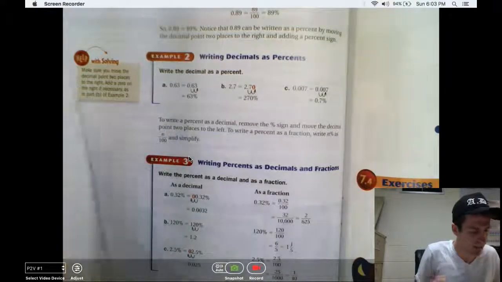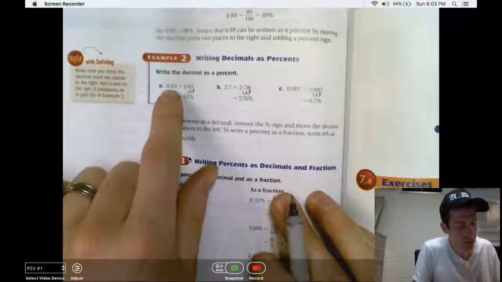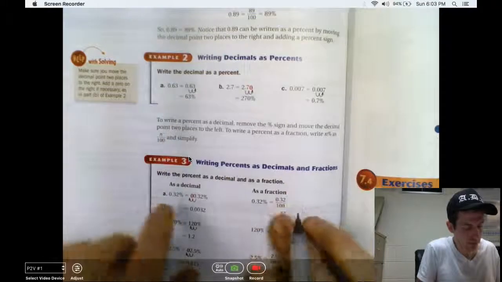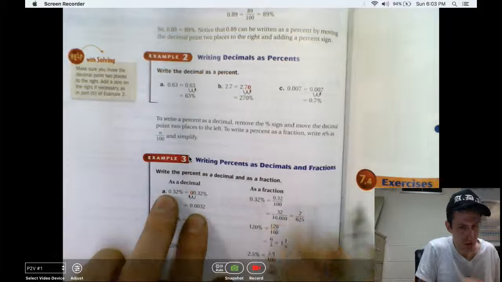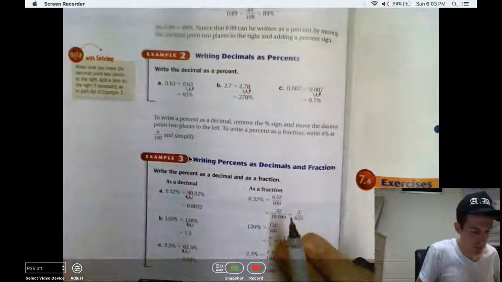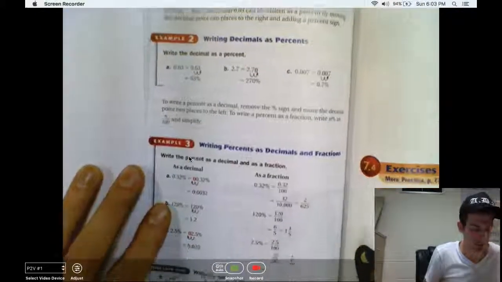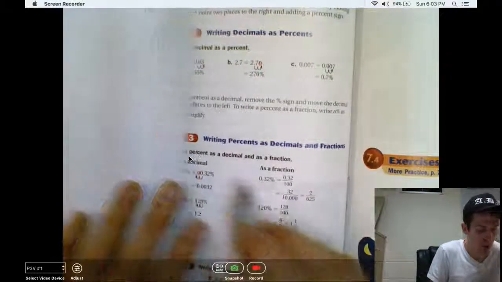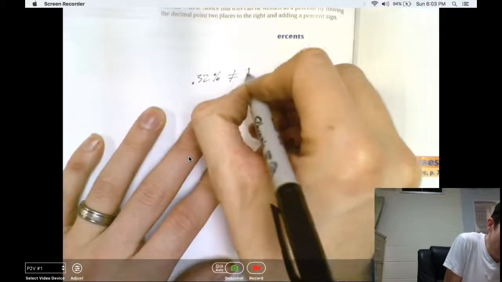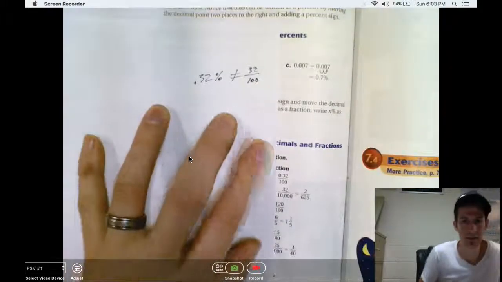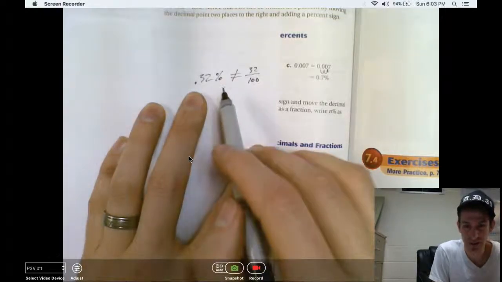All right, let's see what they say here. To go the other way, this was from decimal to percent. To go the other way, from percent to decimal, you just move the decimal point the other way. Write the percent as a decimal and as a fraction. All right, 0.32%. 0.32% is not 32 out of 100, guys. No. 0.32% is less than 1%.